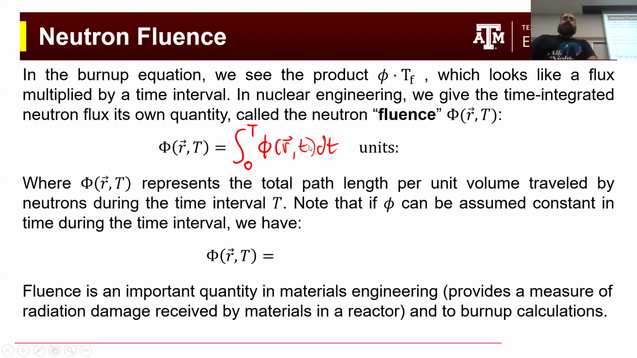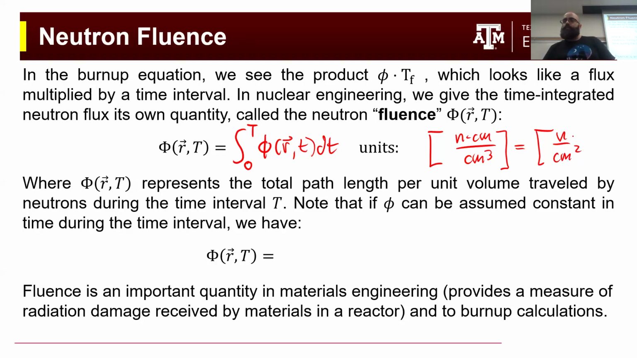And if the flux has units of neutron path length per unit volume per unit time, and we integrate that over time, it knocks out the time units. So the units of the fluence are just neutron path length per unit volume, which is the same thing as just saying neutrons per centimeter squared. That is supposed to be an N, even though it doesn't look like it. So that's what the fluence represents: the total path length per unit volume traveled by neutrons over this time interval, capital T.